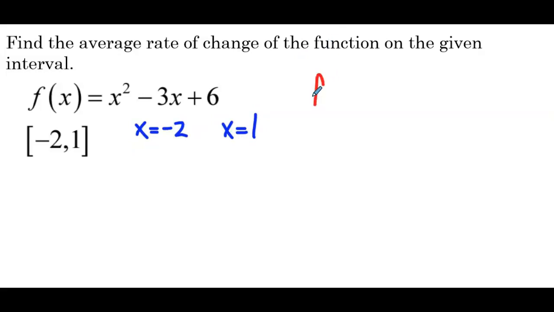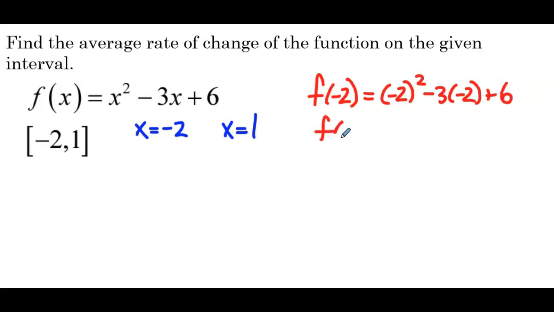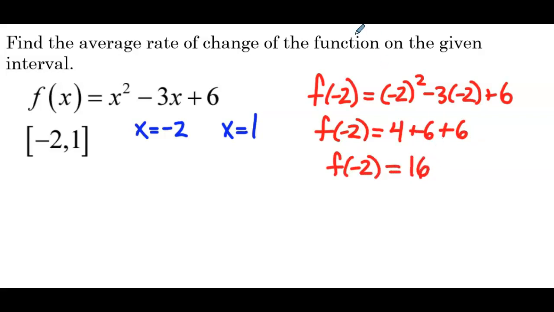So we'll start by inputting negative 2 into our function. So we'll substitute negative 2 in for each x. So we have negative 2 quantity squared minus 3 times negative 2 plus 6. So we have f of negative 2 equals 4 plus 6 plus 6. F of negative 2 is equal to 16.